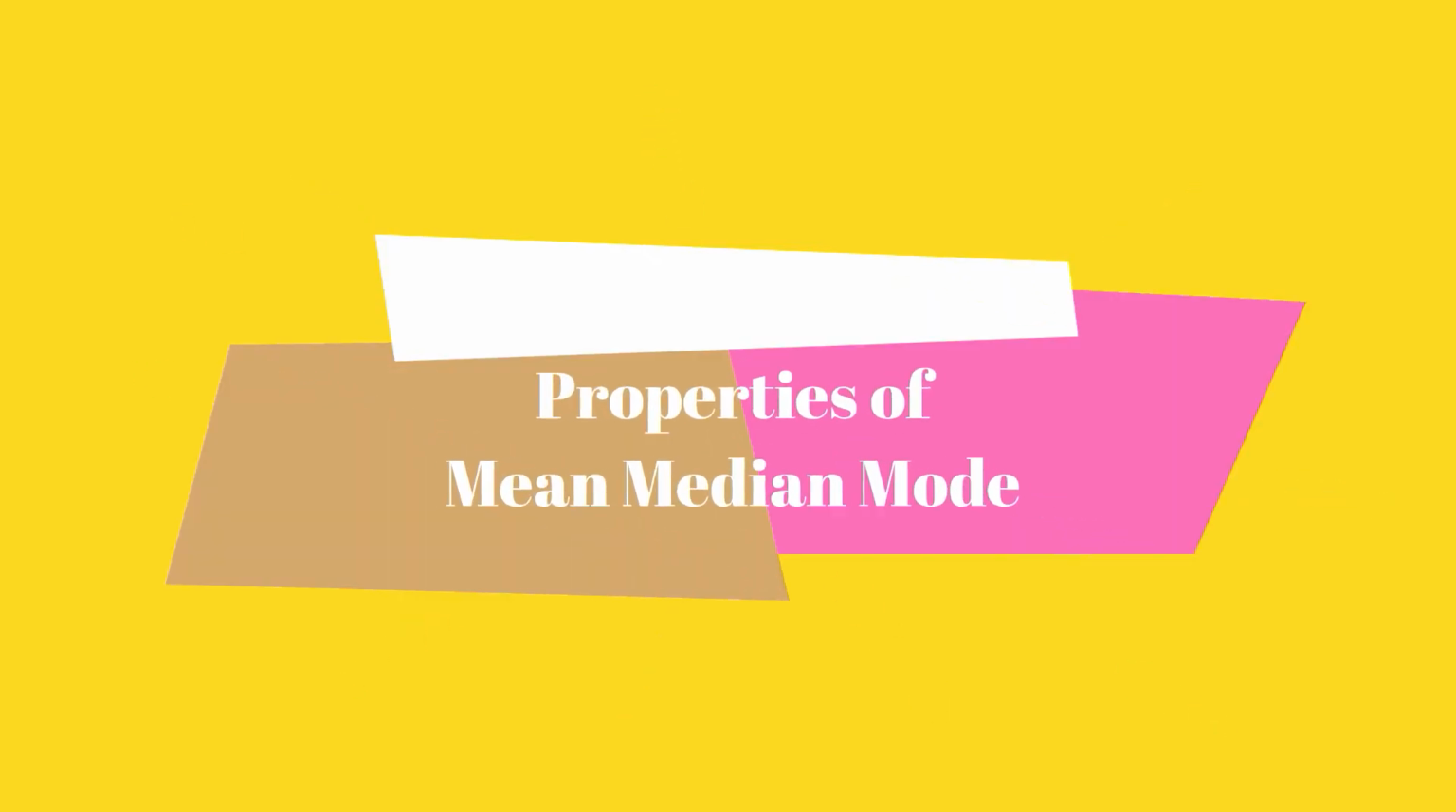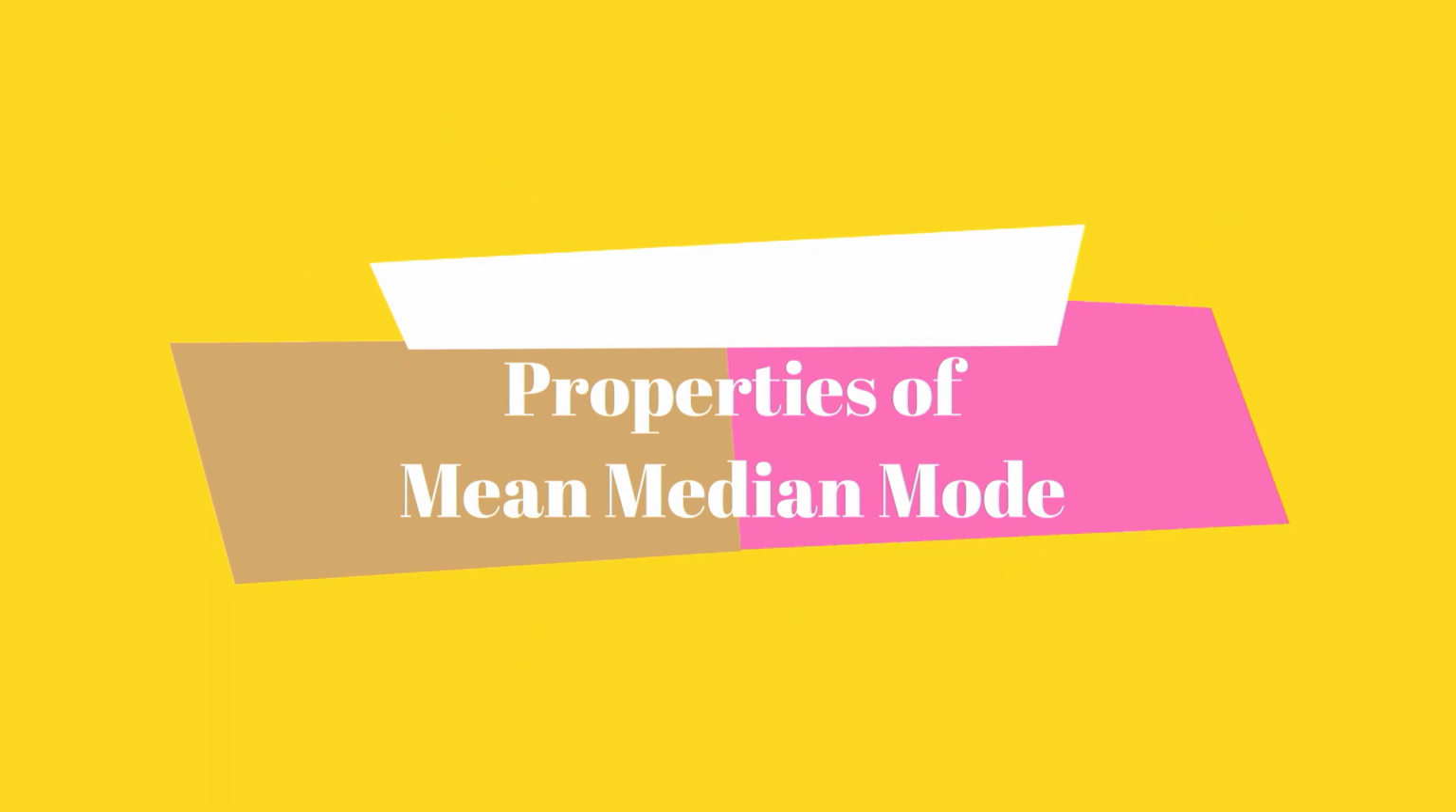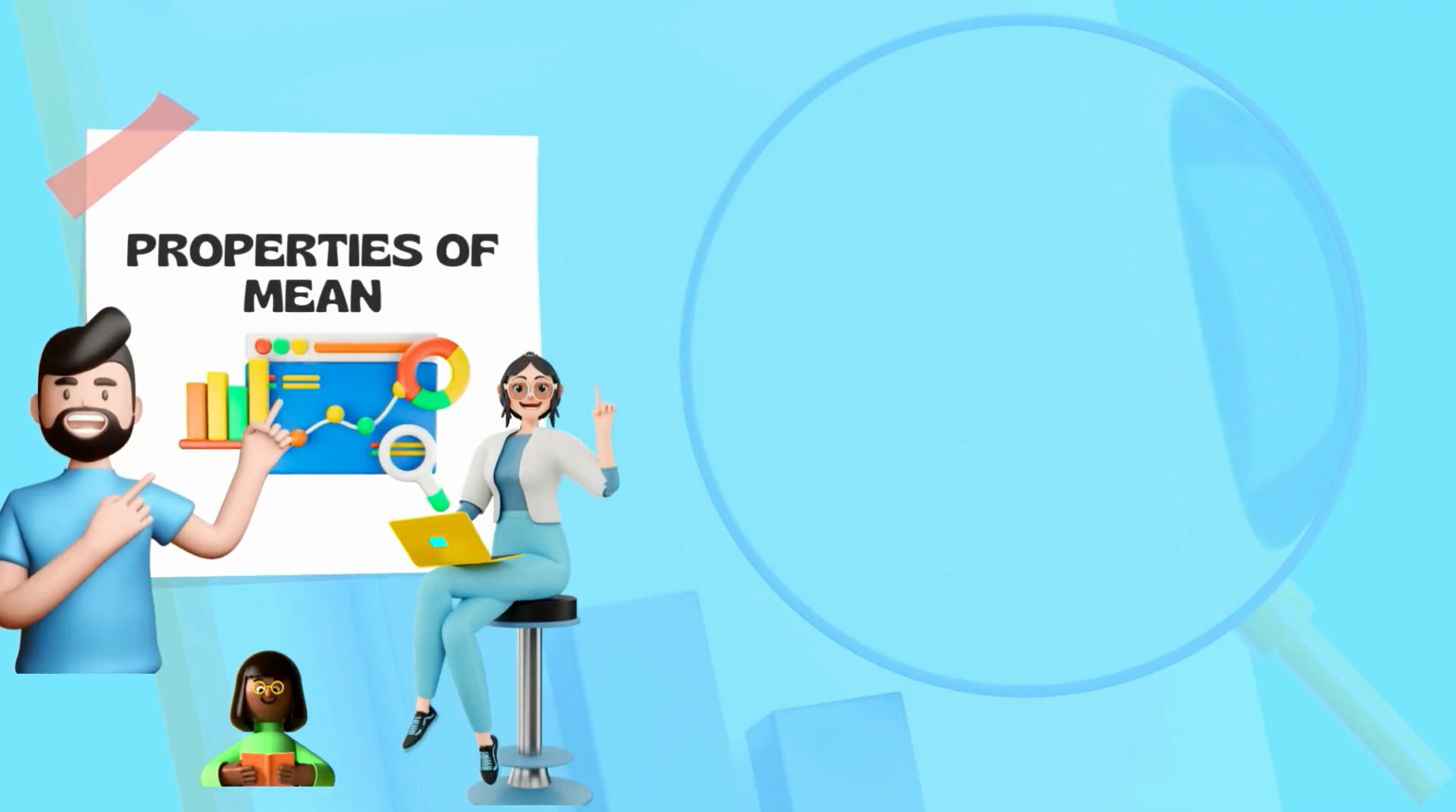But for the time being, you can understand that if the data is normally distributed, you can use the mean for the central tendency, and if it is not, you can go for the median or mode. Let me talk about the properties of mean, median, and mode. We start with the properties of mean.